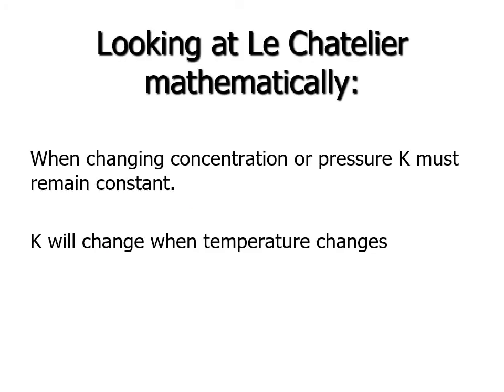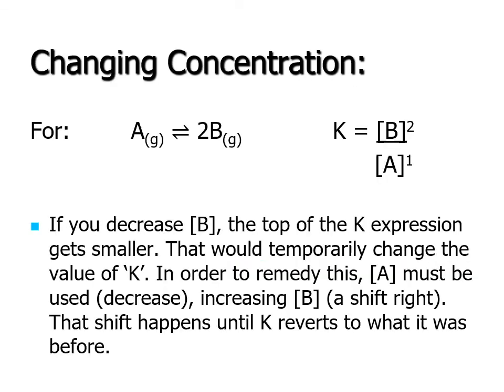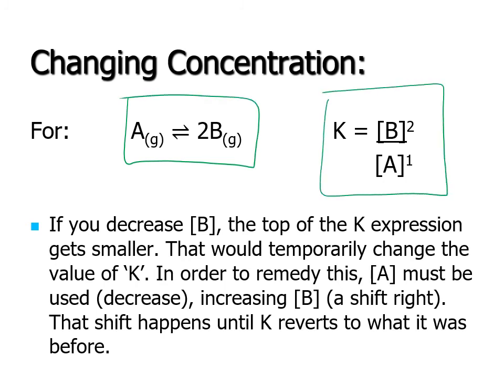All right, so let's look at this mathematically for a minute so we can better understand what it is that's happening. So when changing concentration or pressure, the K must remain constant. And so we're only changing K when we change temperature. So the K has to work out to be the same when we change the concentration and the pressure. So let's say we're changing the concentration, and let's use this as our example reaction. We could set up our K expression for that particular reaction as B squared over A.